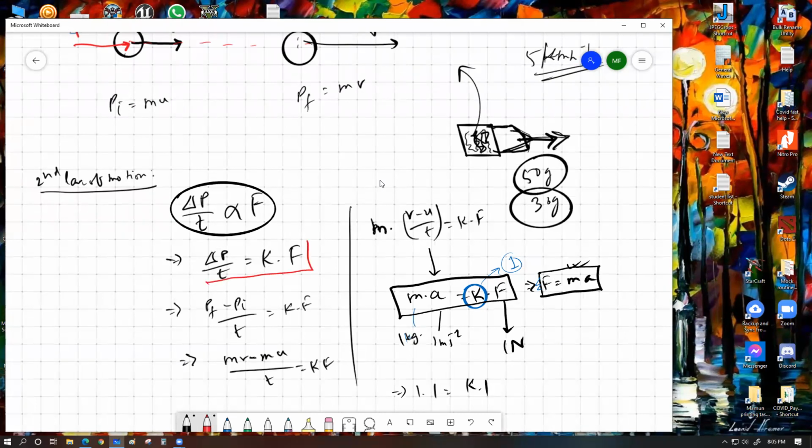One interesting thing that we should take on is this one. Have a look at this expression: delta P over t equals k into F. We define the equation in such a way that k becomes 1. So what does this equation become? This equation becomes delta P over t is equal to F. This happens to be the new defining equation for you kids for force.